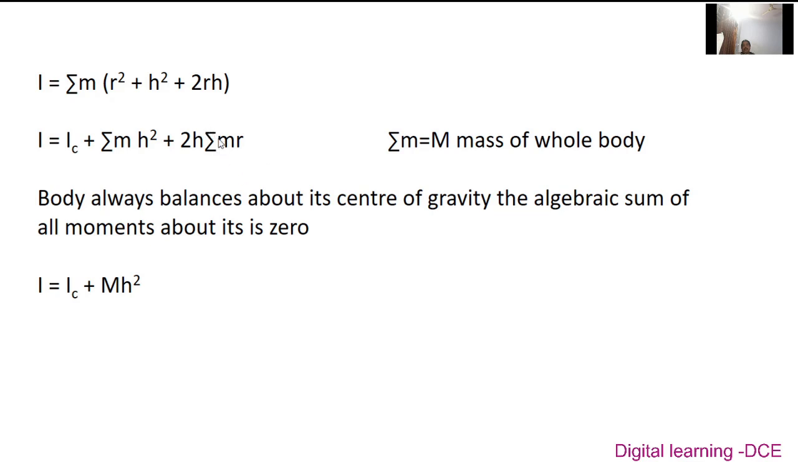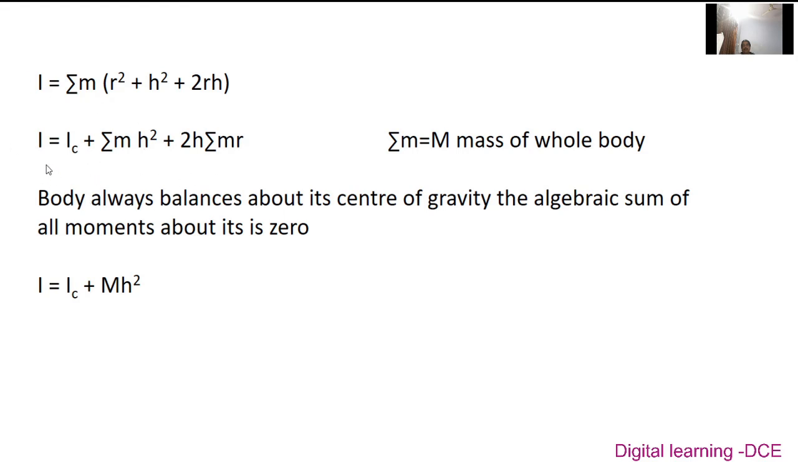Here the term Σmr is the algebraic sum of the moments of different particles about the axis that passes through the center of gravity. The body always balances about its center of gravity. The algebraic sum of all the moments about it is 0. That's why the term 2h Σmr becomes 0.